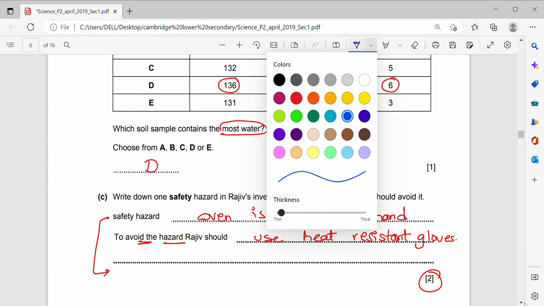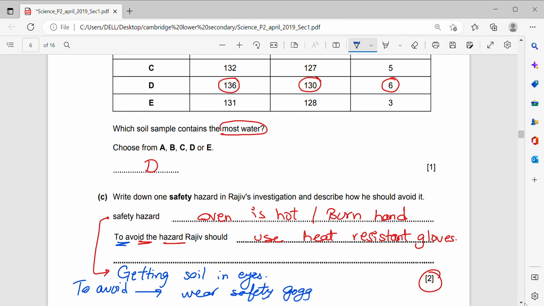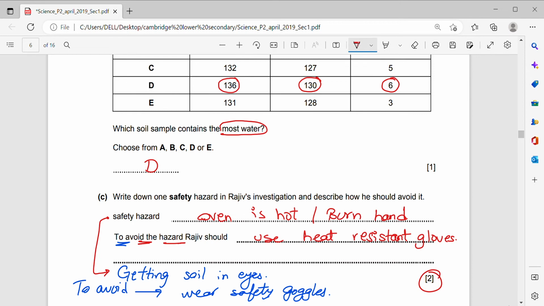Another safety hazard we could say is getting soil in eyes. Whenever we do any investigation, what should we do to avoid it? Wear safety goggles to protect our eyes. So both answers are correct. You choose whatever comes into your mind.